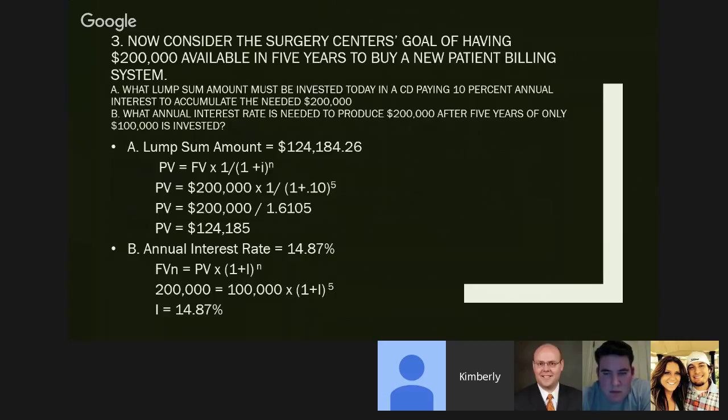B was what annual interest rate is needed to produce the $200,000 after 5 years, if only $100,000 is invested. So it's a future value equation, and you're solving for the interest rate, which in this case comes to 14.87%.